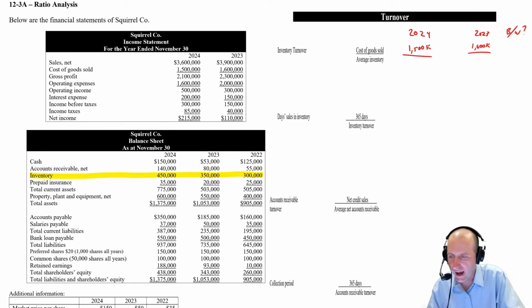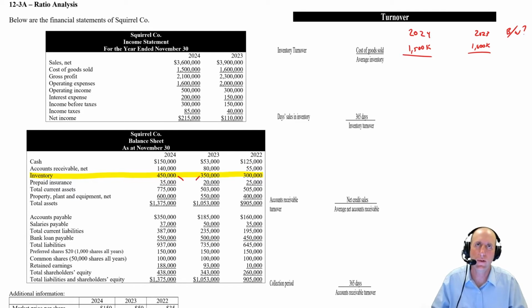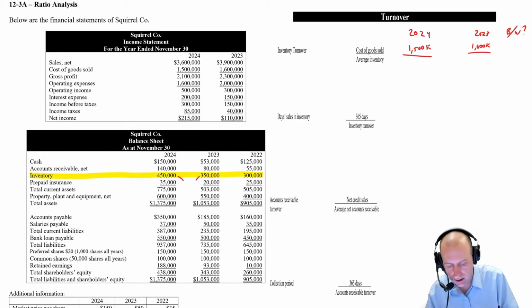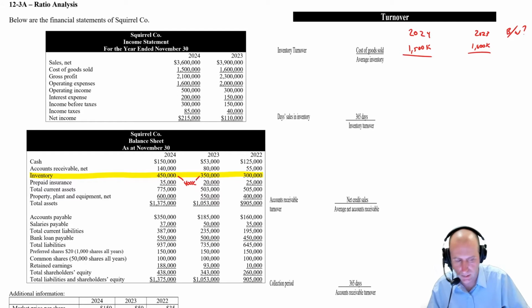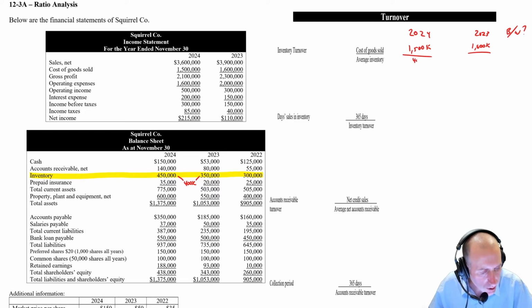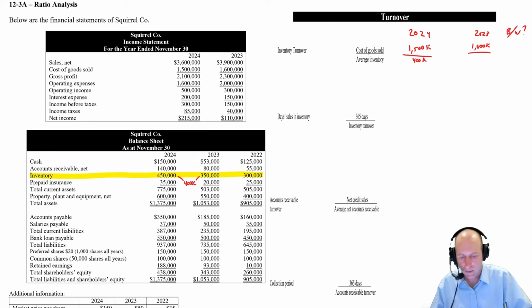We want the average of these two numbers. So 350 plus 450 divided by 2. 350 plus 450 is 800. 800 divided by 2 is 400K. That's my average inventory, so that'll be my denominator here. 1.6 million the year before. The average between 300 and 350 is 325.